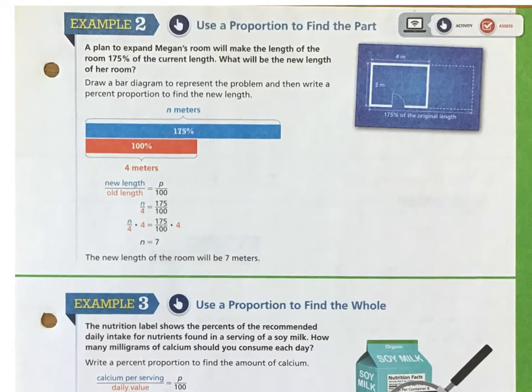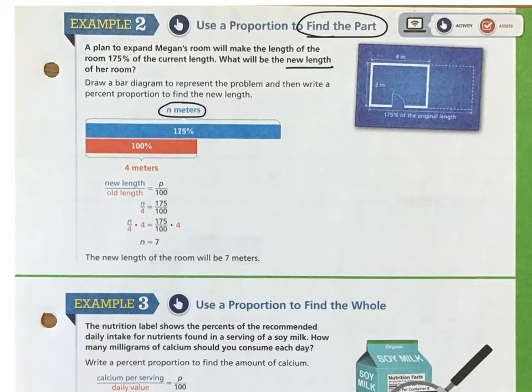Example 2, use a proportion to find the part. A plan to expand Megan's room will make the length of the room 175% of the current length. What will be the new length of her room? Draw a bar diagram to represent the problem and then write a percent proportion to find the new length.